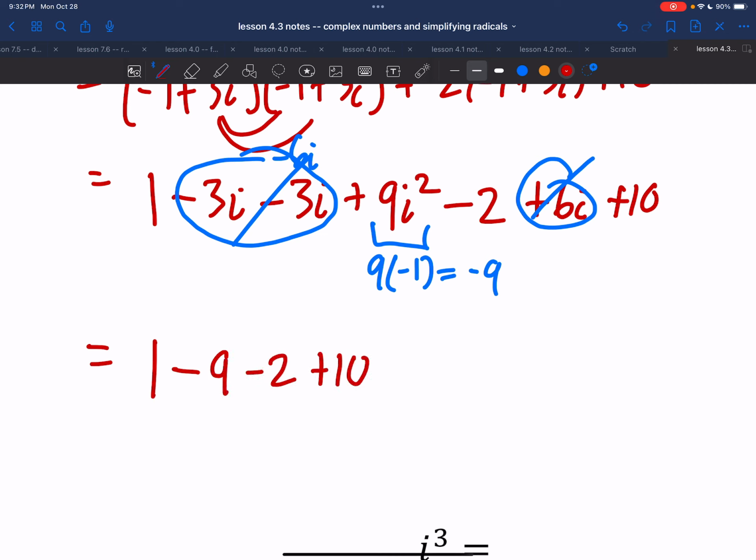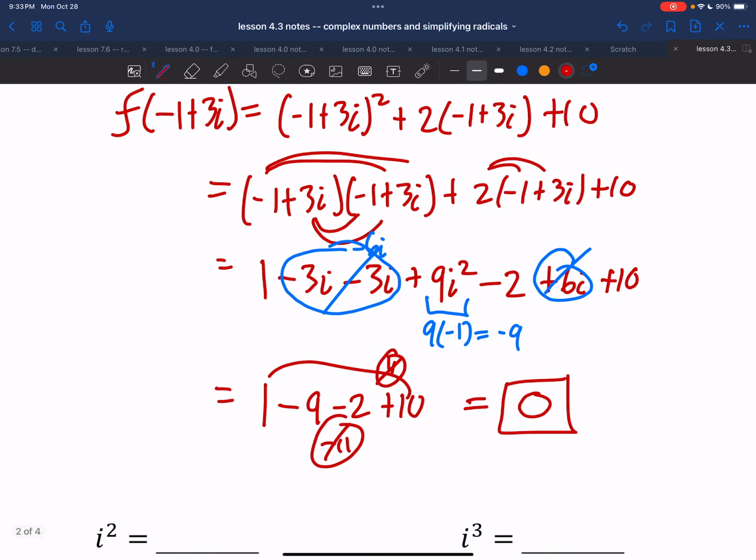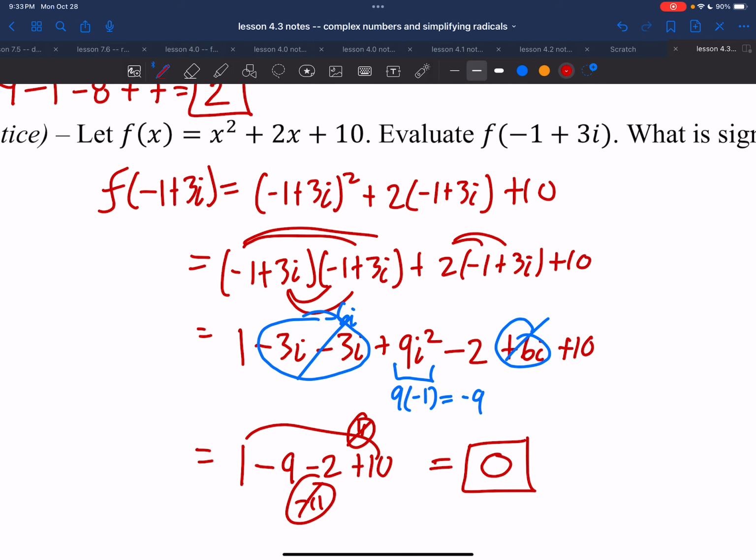Okay, well, negative 9 minus 2 is negative 11. And then 1 plus 10 is 11. So 11 paired with negative 11 cancels. The result comes out to 0. This is interesting. And I ask you, what is interesting about this? I'm going to think about it in real time, and I'm going to take a sip of water because I'm parched.